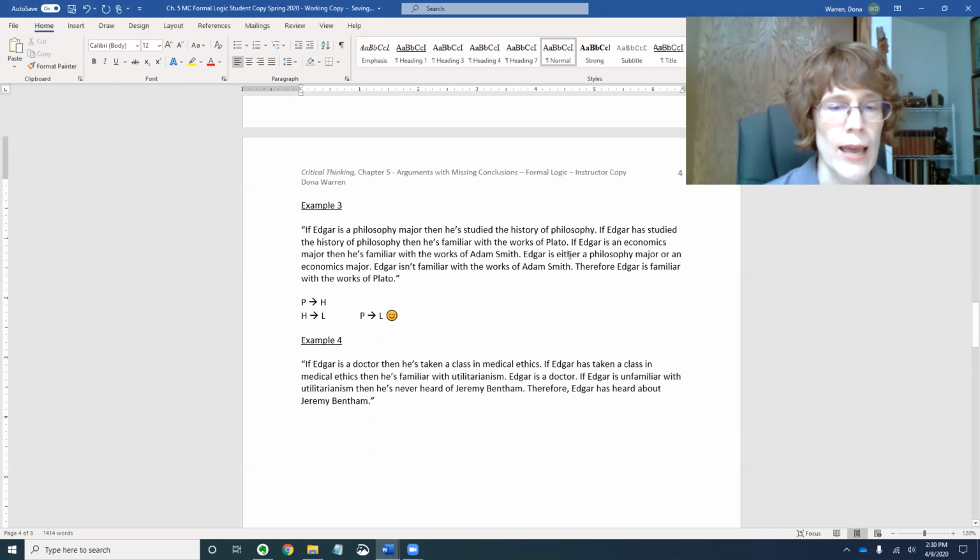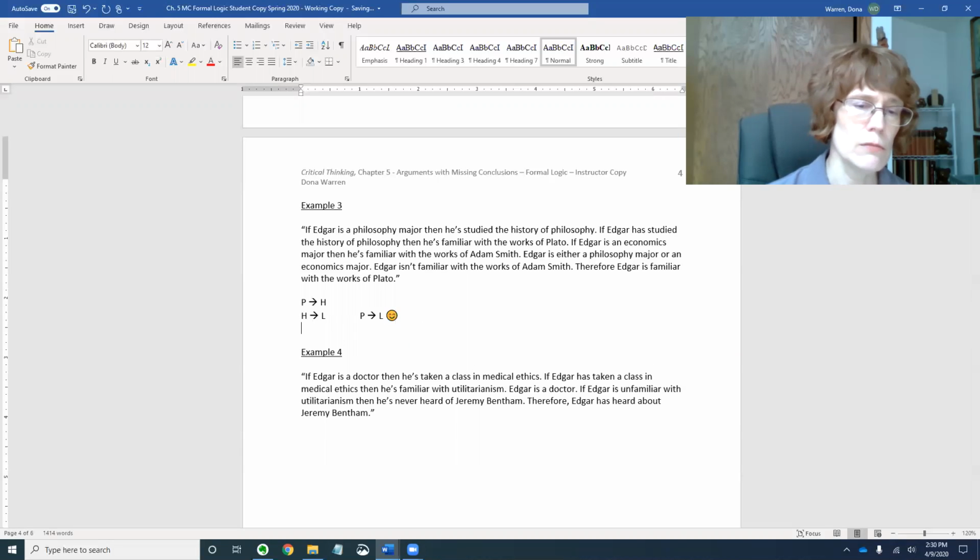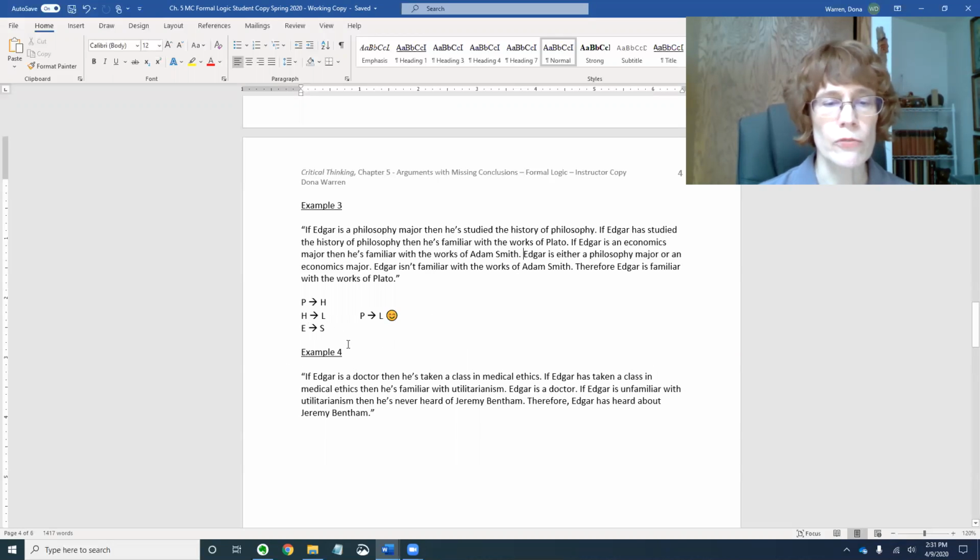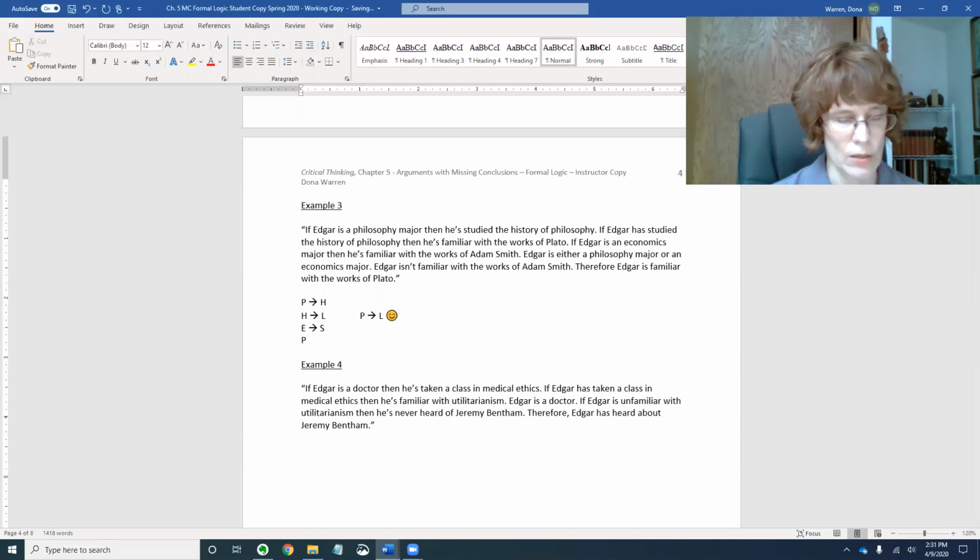Now we are at, if Edgar is an economics major, then he's familiar with the works of Smith. Okay, so if he's an economics major, then he's familiar with the works of Smith. Can I conclude anything at this point? I don't think I can, so I'm going to continue to read. Edgar is either a philosophy major or an economics major. P or E.